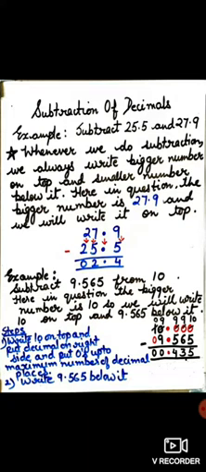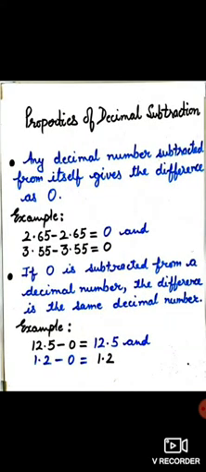First of all, we will write 10.000 and below it, first of all, we will put decimal, and on the left side we will write 9, and on the right side we will write 565, and we will subtract both the numbers. After subtracting, we get the answer as 0.435. Now, the properties of decimal subtraction.